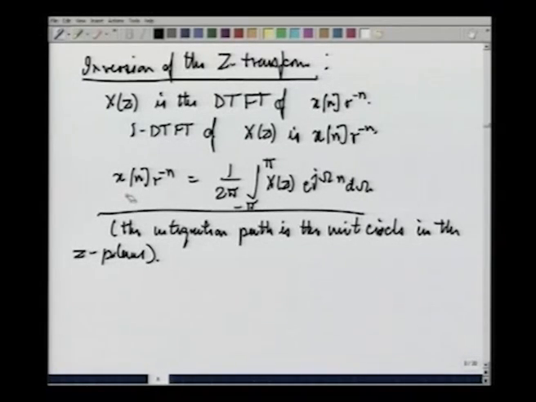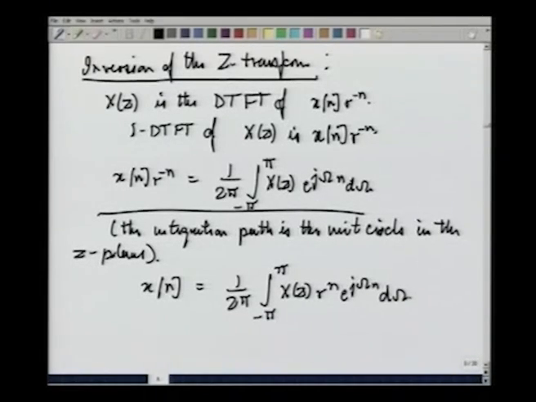Now, what we will say next is this: if the integration path is the unit circle on the z plane for this expression, let us continue to see what happens if we multiply both sides by r to the n, so that we just get x[n]. x[n] equals 1 by 2 pi integral minus pi to pi X(z) r to the n e to the j omega n d omega. This is just equal to z to the n, as you can see.